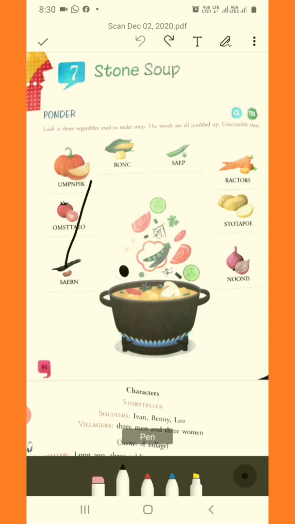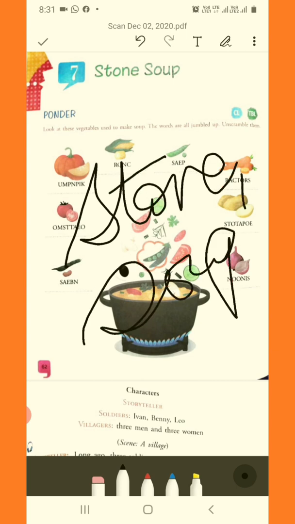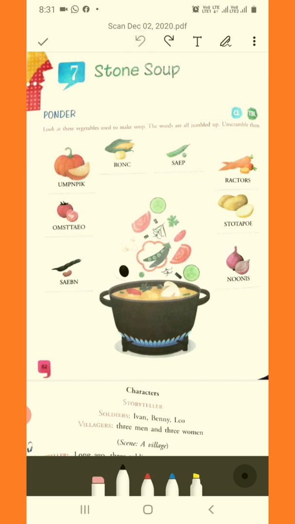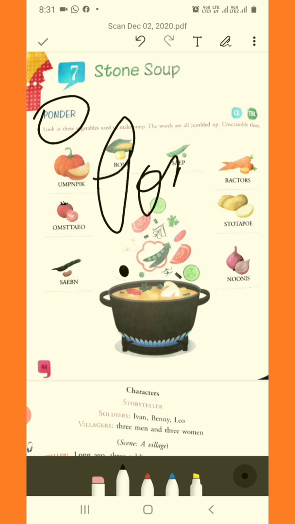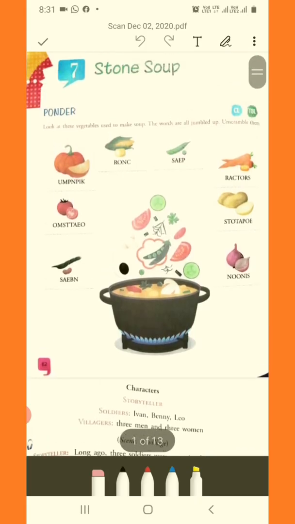The name of the lesson is Stone Soup. What is the name of the lesson? Stone Soup. I've told you what stone is and soup as well, right? Do you think it's possible for us to have stone soup ever? It's impossible, right? So what the story's title is about we will find as we study. Okay? Ponder. What do you mean by ponder? Ponder means to think. Okay? So, let's see what we are asked to think.